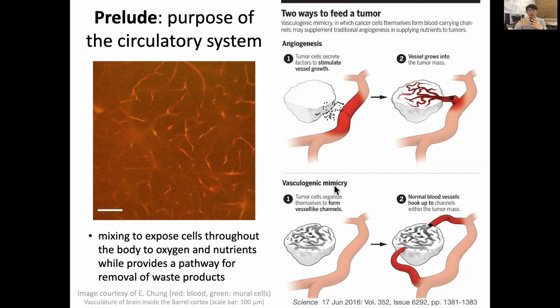Let me reiterate, there are two big ways of forming vessels. One is forming new vessels from existing vessels, such as angiogenesis. Another way is thinking about development, where you have to create blood vessels not from existing vessels. We call that vasculogenesis. What people have found in tumors is a very interesting phenomenon: the tumor cells organize themselves to form vessel-like structures, hollow channels inside. Then normal blood vessels hook up to channels within the tumor mass to feed the tumor. This is named vasculogenic mimicry because it mimics vasculogenesis in normal physiology.